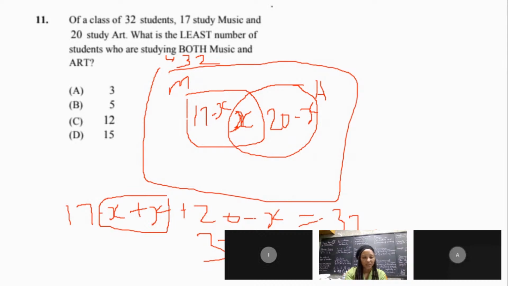So 37 minus 32 is X, so X would be 5. 5, Miss. And that is B.